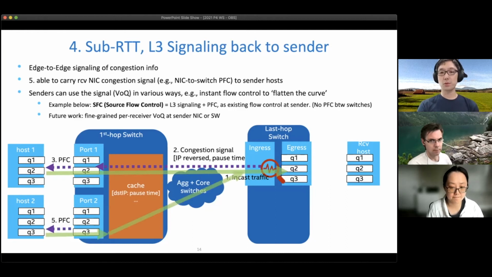Let me fast forward the animations. I briefly mentioned that receiver-side congestion can be signaled maybe through PFC also to the last-stop switch, and the last-stop switch can make use of the information to generate such a congestion signal even before the egress queue towards the receiver is congested. So many things are possible thanks to P4-level programmability.